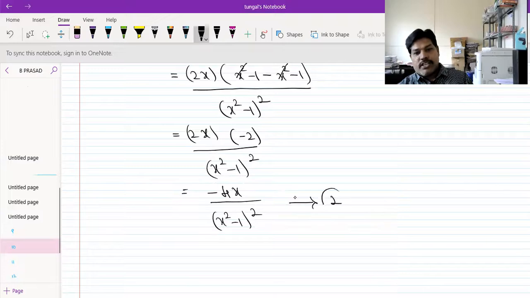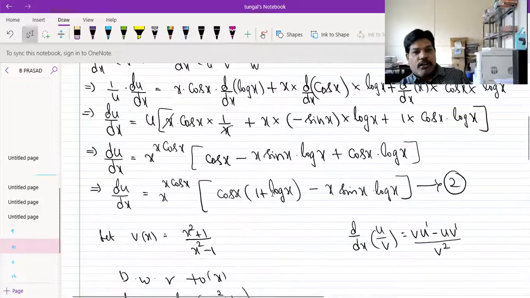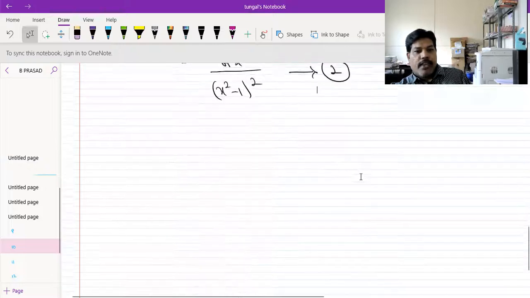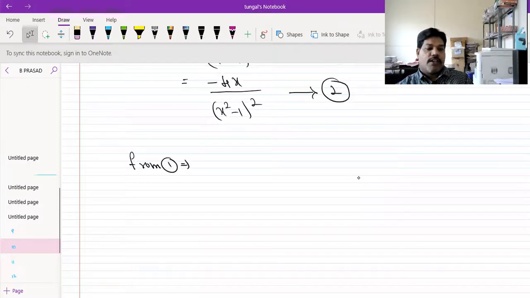So this is equation number 2: minus 4x by x square minus 1 whole square. And this is equation number 1. So the given problem, therefore y from equation 1, what is the y value, students?